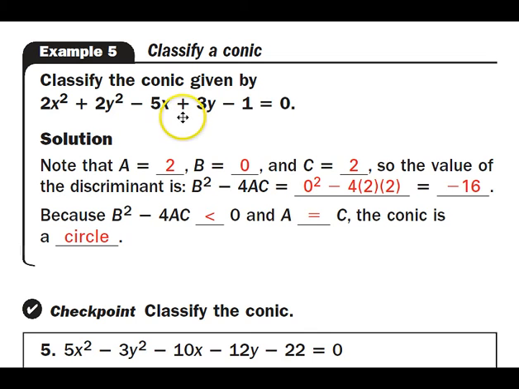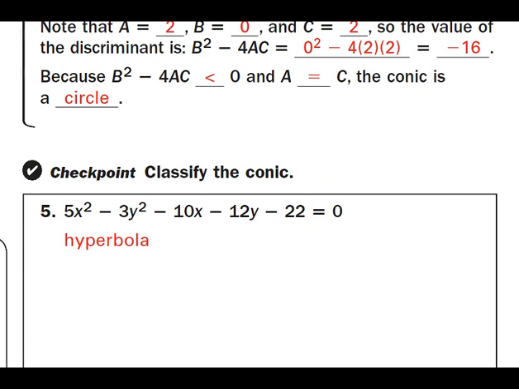But in order to calculate the discriminant, all we need are A, B, and C. So since A is 2, B is 0, and C is 2, we calculate B squared minus 4AC, and we get a number that's negative 17. So since the discriminant is less than 0 and A is equal to C, then the conic is a circle.